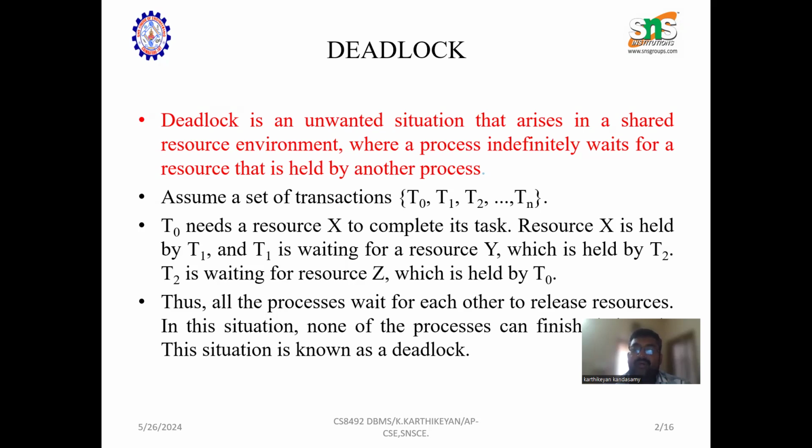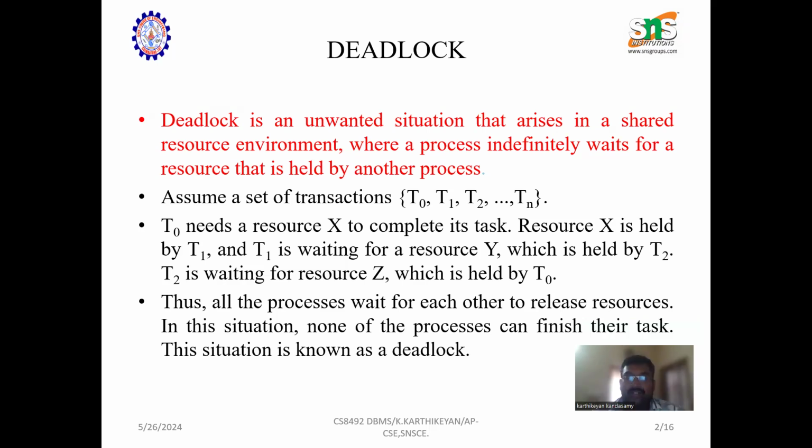For example, we have three persons. The first person is defined as X, the second person is Y, and the third person is Z. Y depends on X, Z depends on Y, but X is not dependent. So you can execute your transaction, wait for other resources, and then execute in proper order in your database server. Thus, the processes wait for each other to release the resources, and none of the processes can finish the task. This situation is called a deadlock.